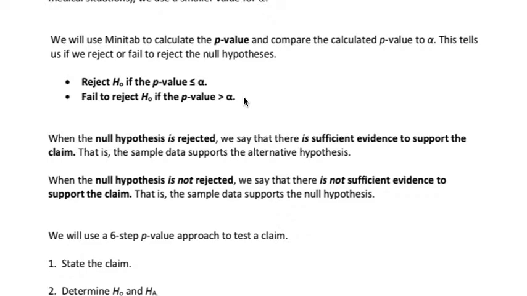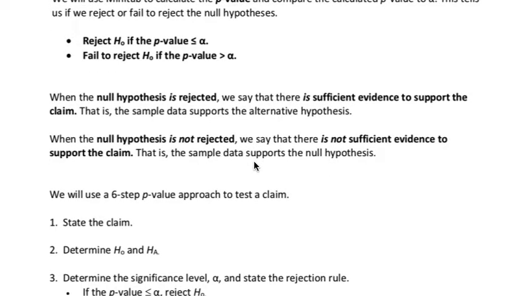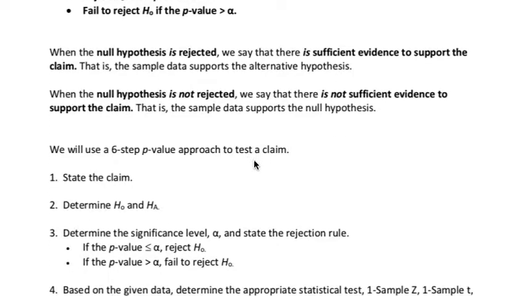And if the null hypothesis is rejected, this means that we have sufficient evidence to support the claim, or the sample data supports the alternative hypothesis. If the null hypothesis is not rejected, then this is not enough evidence to support the claim, and the sample data is supporting the null hypothesis. So this is the process.